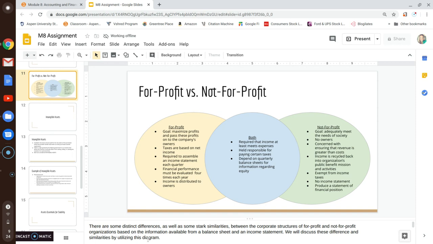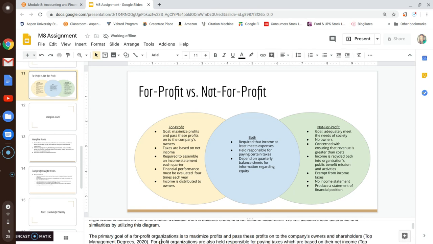There are some distinct differences as well as some stark similarities between the corporate structures of for-profit and not-for-profit organizations based on the information available from a balance sheet and an income statement. We will discuss these differences and similarities by utilizing this diagram.